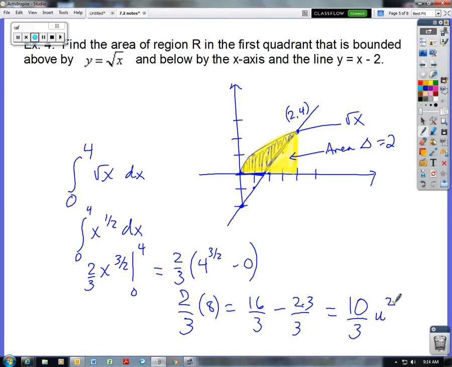Okay, let me talk about the other ways you might have done it, the other setups. So I'm going to erase all this. Get a nice big eraser here.